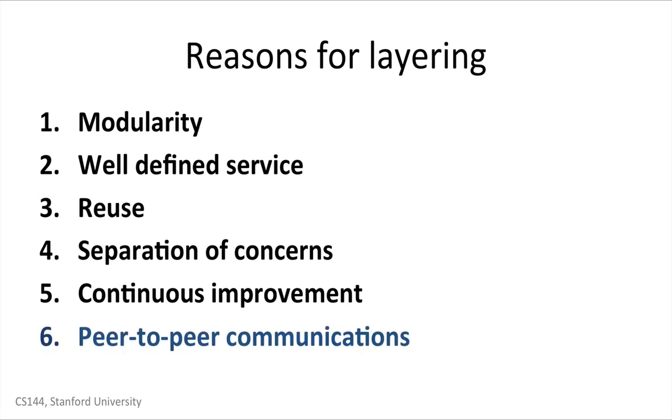A sixth benefit is specific to layered communication systems such as the internet. That is, peer-to-peer communications. In the 4-layer internet model, we saw how each layer communicates with its peer on another system, using the delivery service provided by the layers below. Similarly, in the mail example, Phil and I were communicating with each other as users without worrying about how the communication service works.